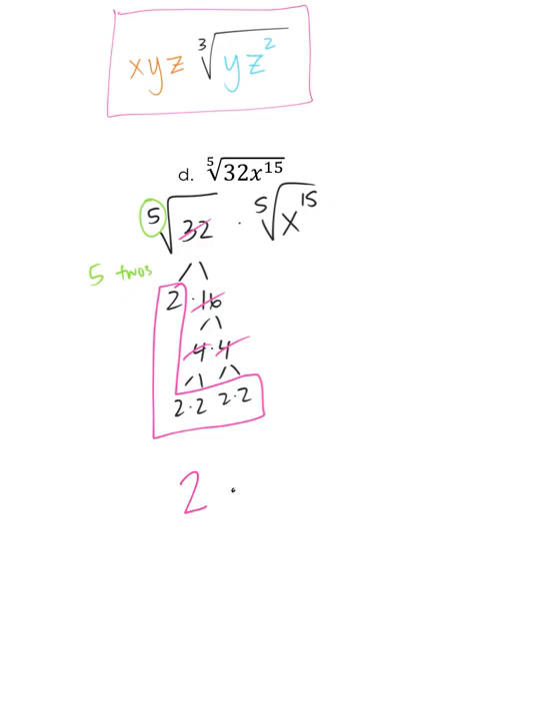All right, now I'm going to simplify my exponents. So I'm going to take the exponent, divide it by the index. 15 divided by 5 gives me 3 with no remainders. So that's going to come to the outside, x to the 3rd. And then we'll just clean that up. So it will be 2x to the 3rd. Like that.